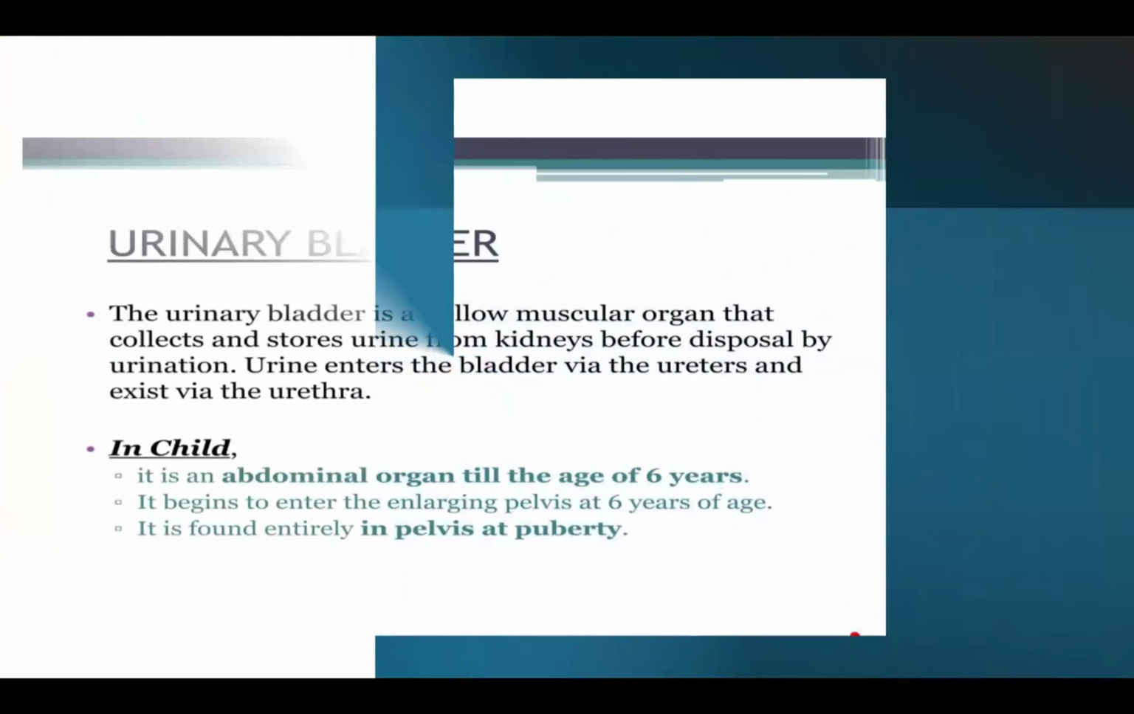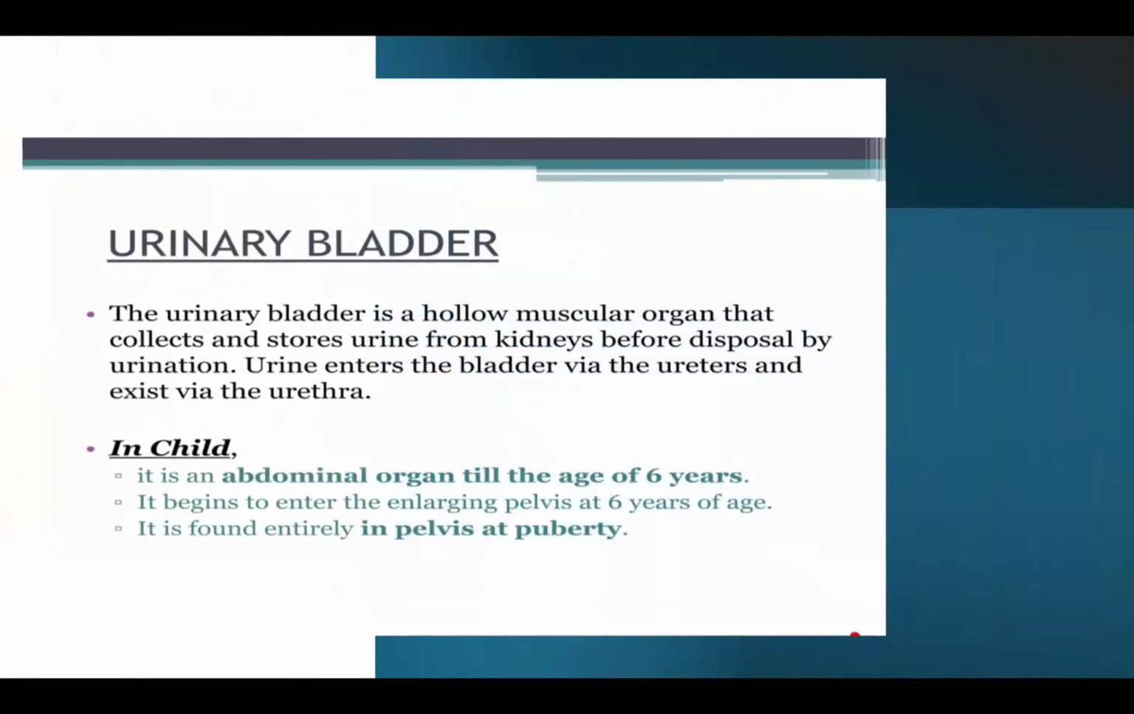Next, urinary bladder. The urinary bladder is a hollow muscular organ that collects and stores urine from kidneys before disposal by urination. Urine enters the bladder via ureters and exits via the urethra.